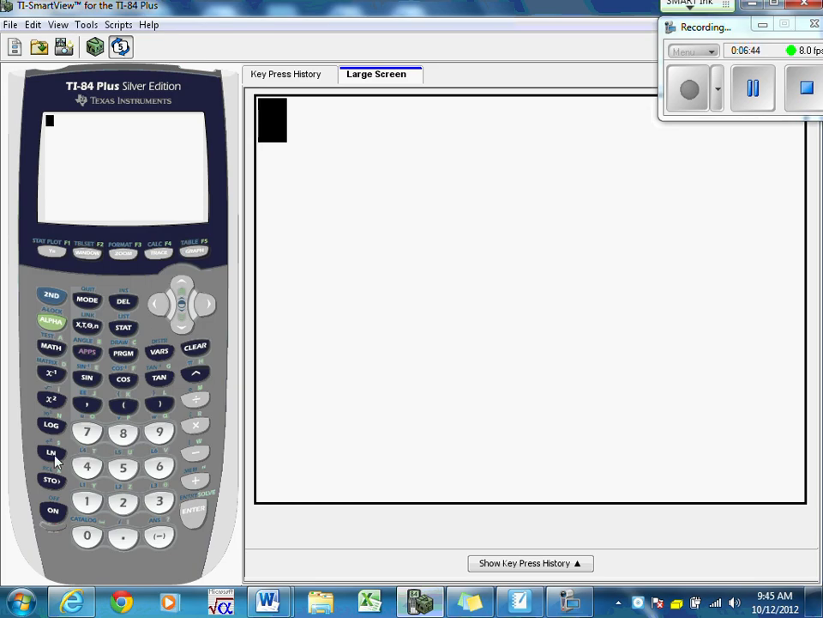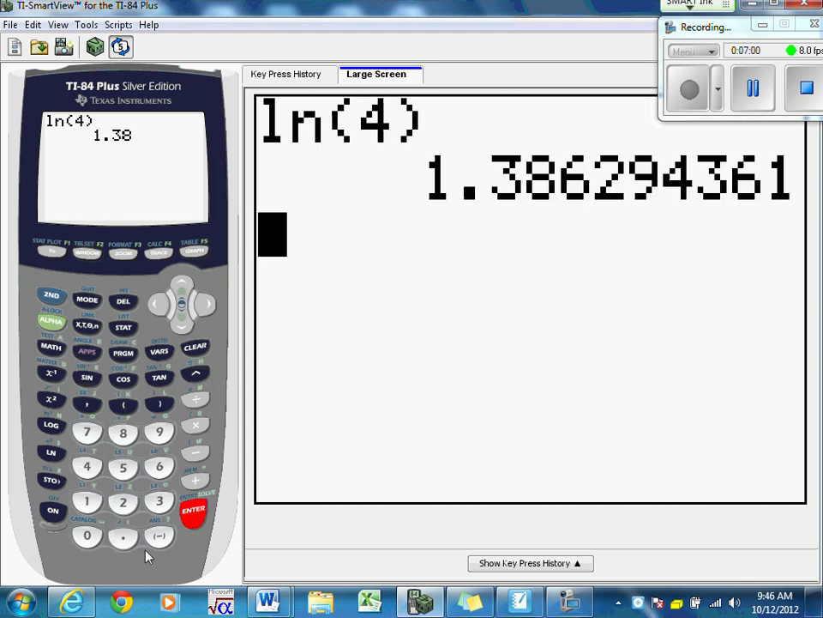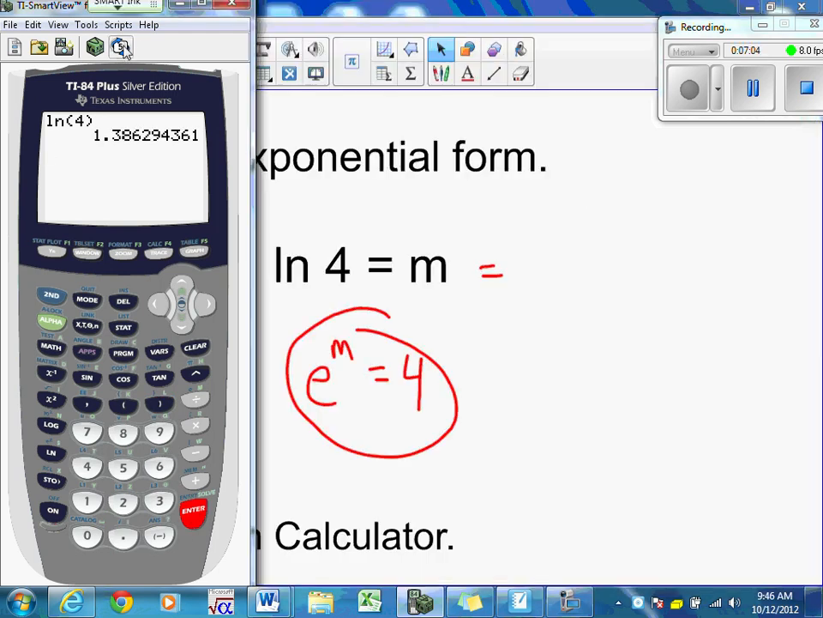Now, if you look right down here, you can see the ln button, right where it's highlighted there. And that goes right to ln. If you do second that button, that's how you get there, e to the x. So ln of 4, and I hit enter, and there's my answer: 1.386.